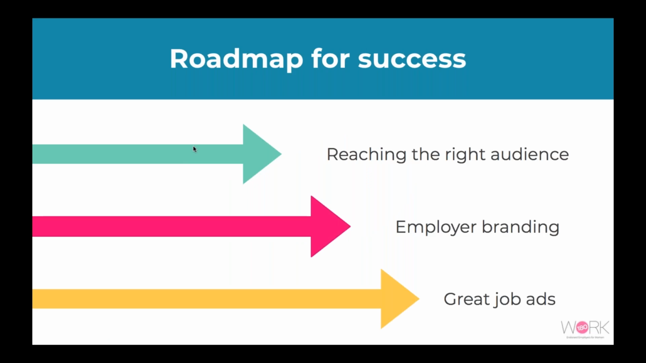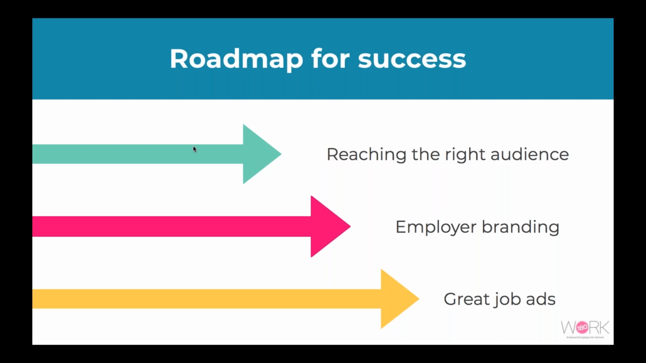This is a very oversimplified roadmap to success around attracting a more gender balanced workforce. So there's really three key components. You've got to reach the right audience, or get it in front of the right people. You've got to have a strong employer brand, and you've got to have good job ads. If any one of those three things is missing, it's just simply not going to work.